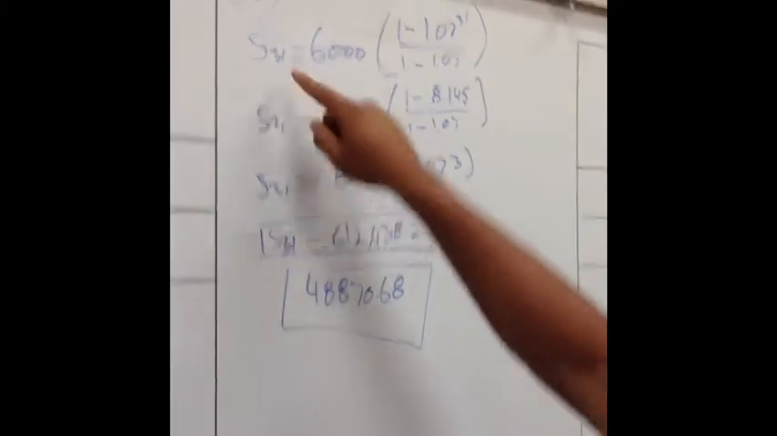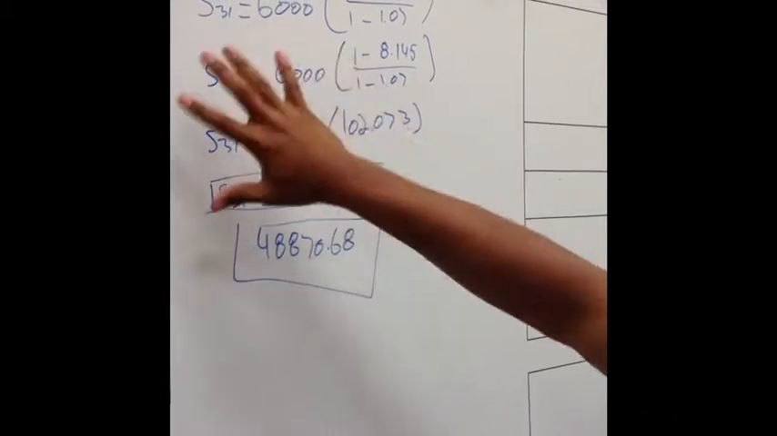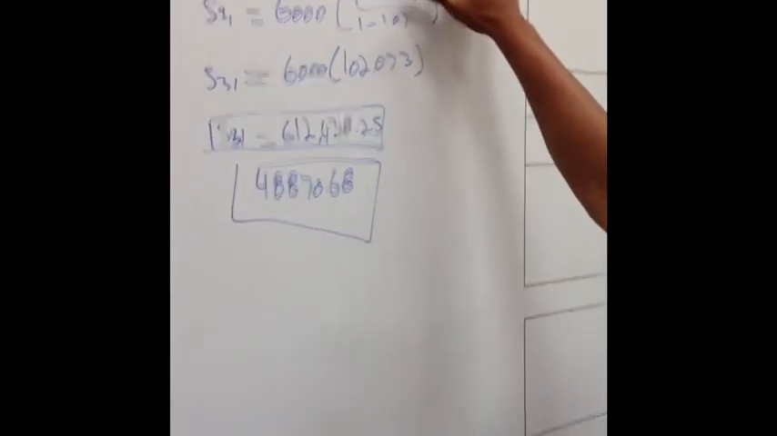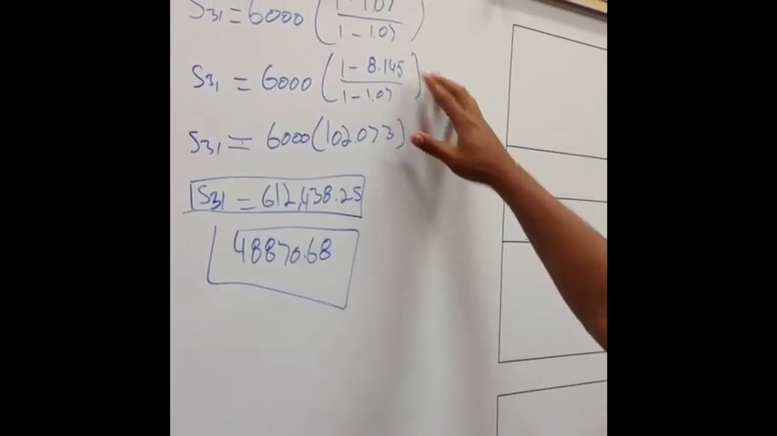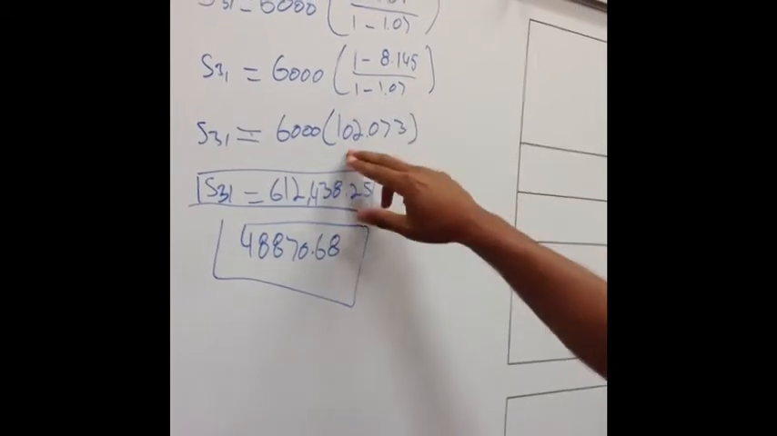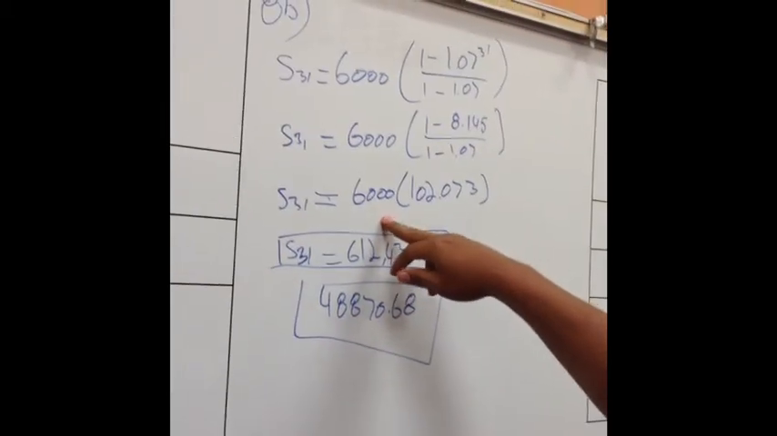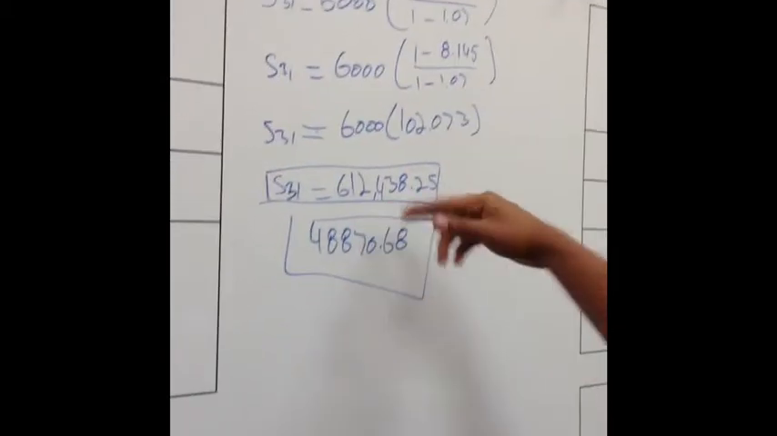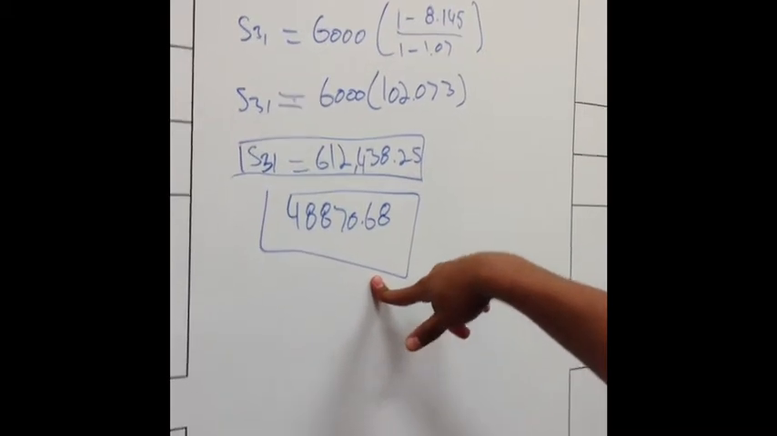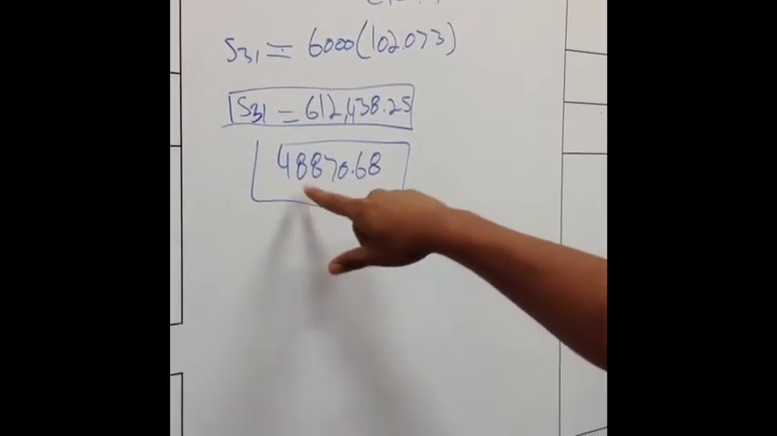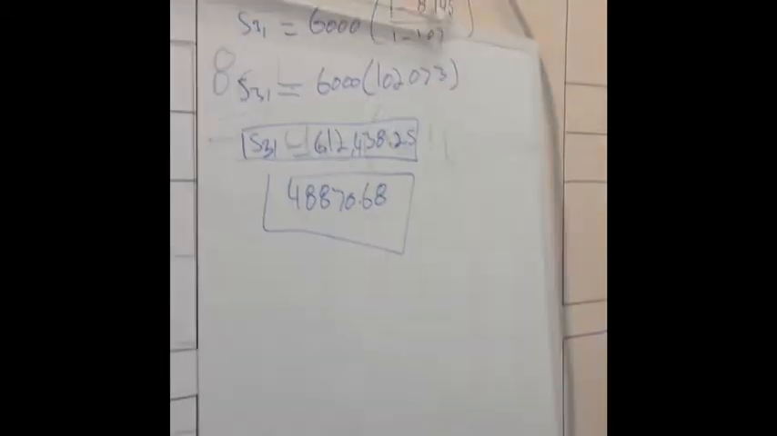Problem number 8. We have to find what we are going to get in 31 years instead of the 32. So we do everything the same except the n is now going to be 31. You should get 8.145. Once you divide that, you should get 102.73. You multiply that by 6,000, you get 612,438.25. And the compound interest over time would be 48,870.68.